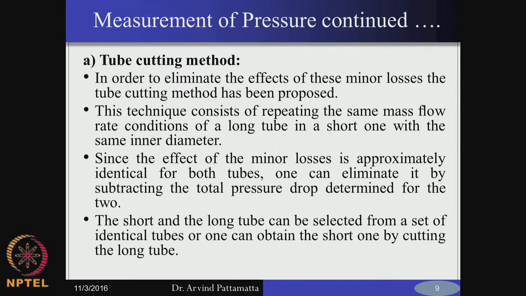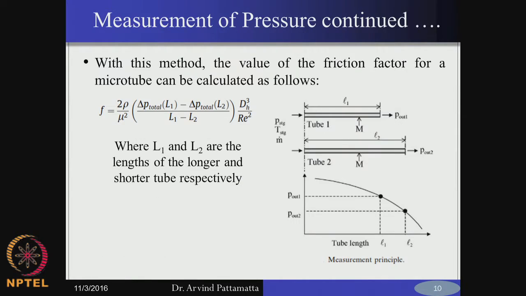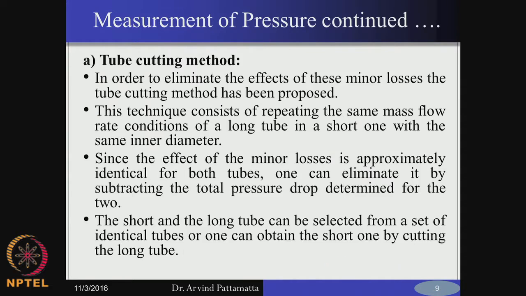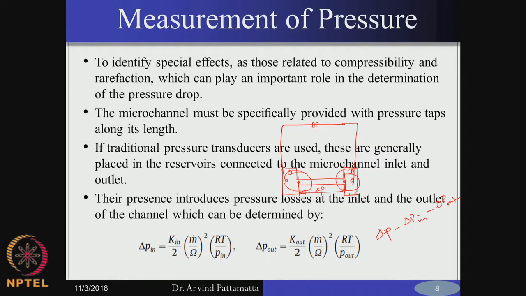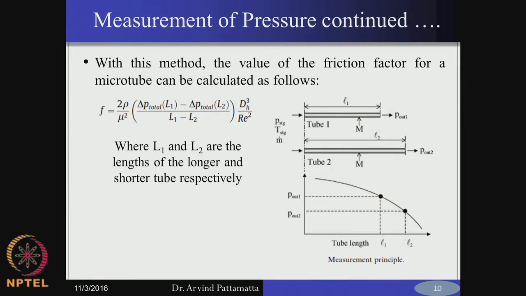So, therefore, what we will do is a method called the tube cutting method. Now you take a large tube and measure the delta P like this. Then you cut this tube to a smaller length and again measure delta P, and take the difference between the delta P's.